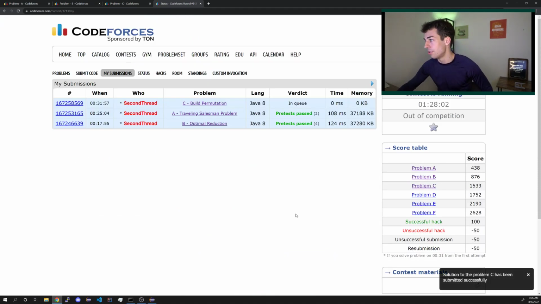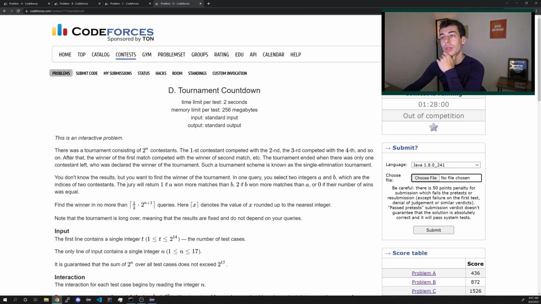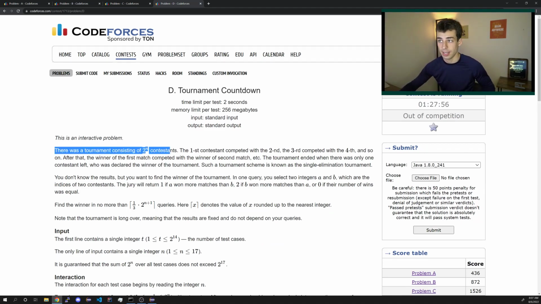Alright, there we go. That was a mess. But we're fine. It's almost certainly right. This is an interactive problem. We have a tournament of 2^N contestants. The first contestant competed with the second, third with fourth, and so on. After that, a winner of the first match competed with the winner of the second match, and so on, okay? The tournament ended when there was only one contestant left who was declared the winner. Such a tournament scheme is known as single elimination tournament.